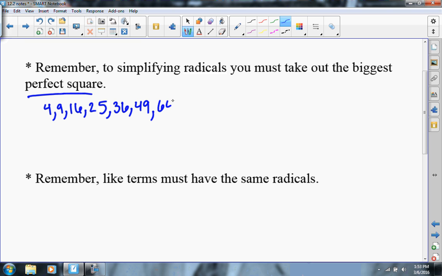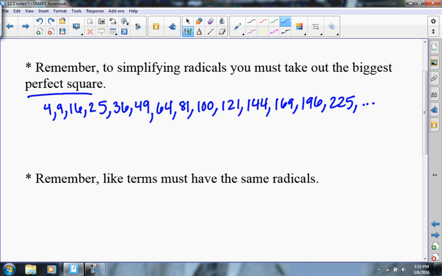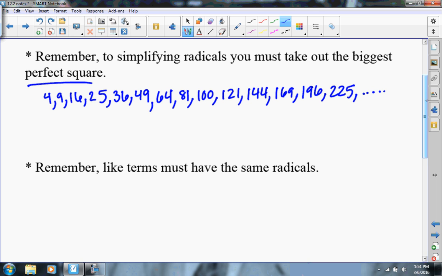So then we have 8 times 8, 9 times 9, 10 times 10 is 100, 11 times 11, 12 times 12, 13 times 13, and then 14 times 14, and then 15 times 15. And those are the list of perfect squares that we've been using since chapter 9.